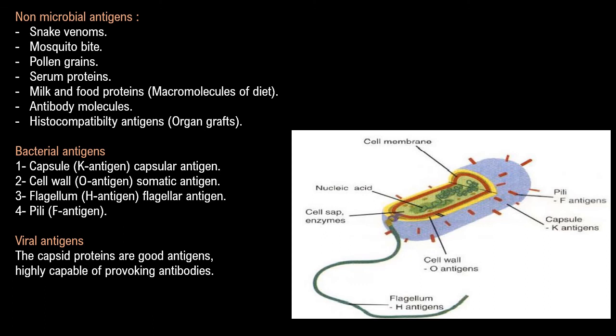antigens, like in organ grafts. Next are bacterial antigens like the capsule, K antigen or capsular antigen; cell wall antigen like O, somatic antigen; flagellum, that is H antigen, flagellar antigen; and pili, that is F antigen. If your body recognizes any of these antigens, the immune response will be triggered. Then last are viral antigens. Capsid proteins are good antigens and they are highly capable of provoking antibodies.